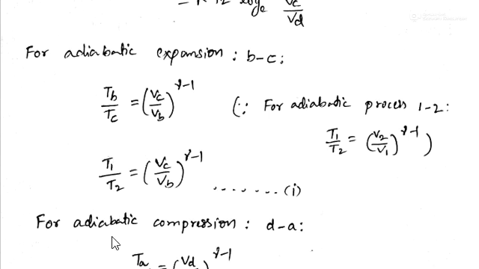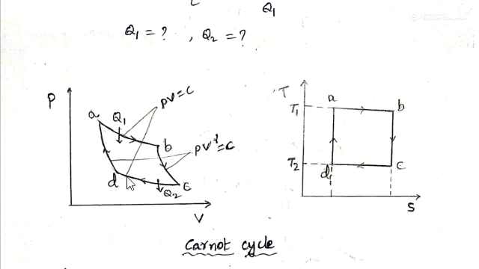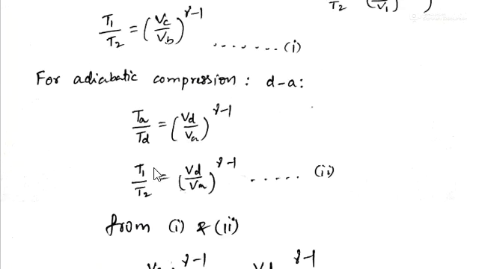In the same way, for the adiabatic compression D to A, if you write the relation between temperature and volume, you can write T_A by T_D is equal to (V_D by V_A) whole power gamma minus 1. In the place of T_A we can write T1, and in the place of T_D we can write T2, and it is (V_D by V_A) whole power gamma minus 1. Let us take this as equation number 2.